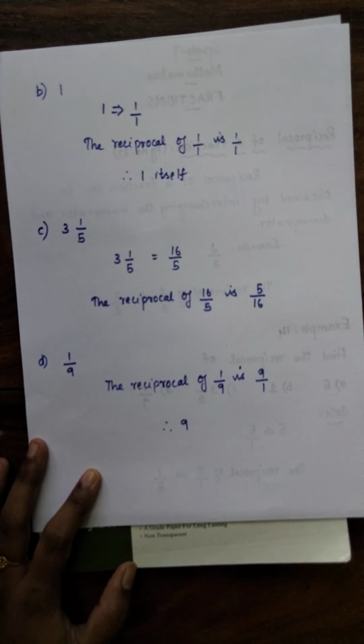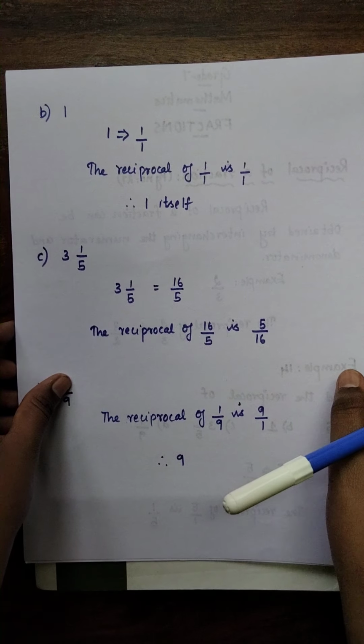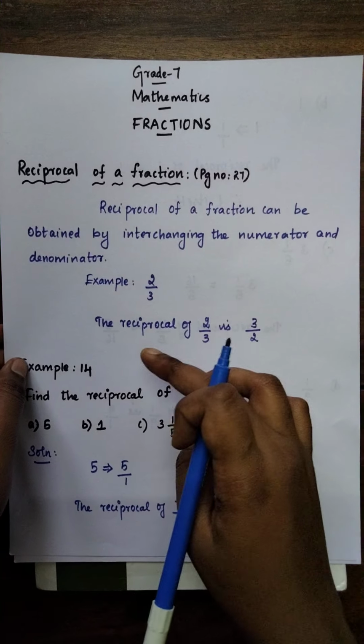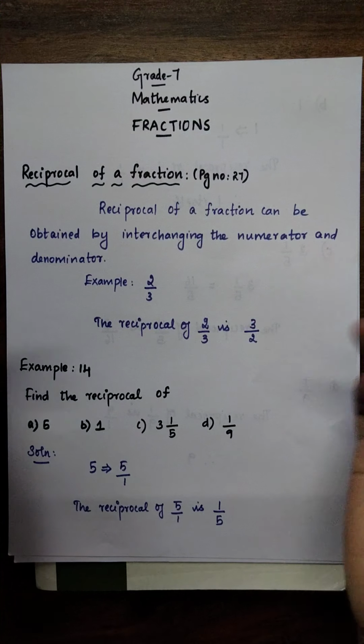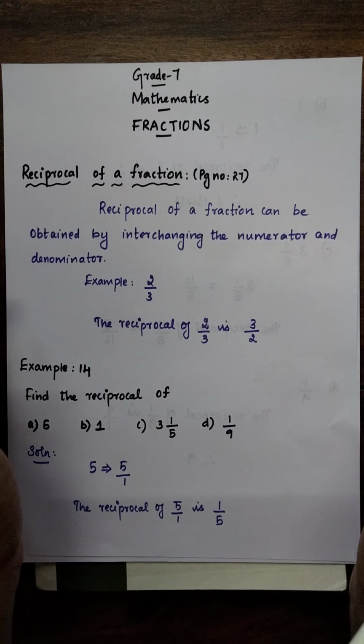Do you all understand what the reciprocal of a fraction is? The reciprocal of a fraction is obtained by interchanging the place of the numerator and denominator. This is the reciprocal of a fraction. Clear?